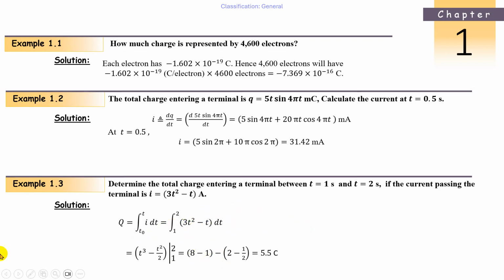So 8 minus 1. Now second, minus t power 2 by 2. So t power 2 by 2 for 2, that is t square. That is 2 into 2, 4, divided by 2, it is 2. Minus at 1, so 1 square, so 1, it is 1 by 2. So 2 minus 1 by 2. So just 8 minus 1, 7. 7 minus 1.5, it is 5.5. So this is your answer.